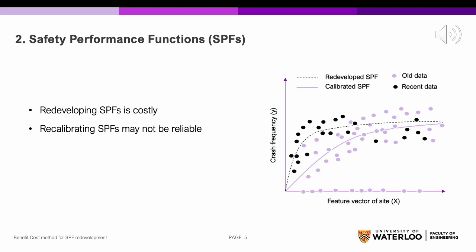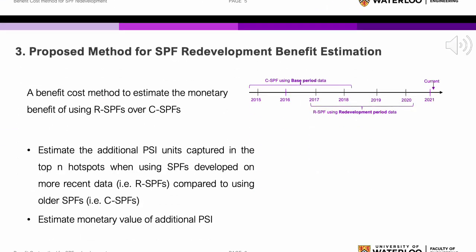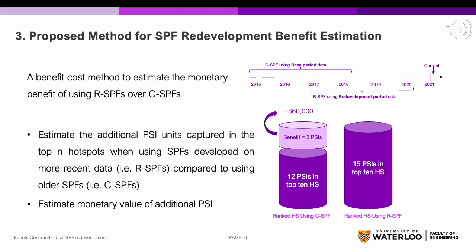However, this SPF development process is a costly process, and also it requires specialized expertise, which often deter transportation authorities from undertaking SPF development on a regular basis, and instead they try to do SPF calibration. In our paper, we proposed a benefit-cost method to enable safety practitioners to estimate the monetary benefit of redeveloping SPFs based on the most recent data, which can then be compared against the cost of redevelopment process.